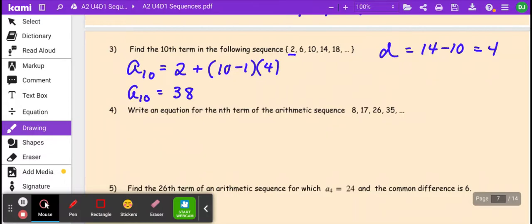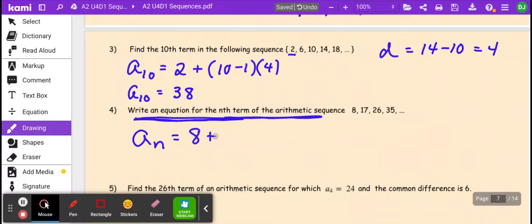This one is write an equation for the nth term. The minute you see that we're writing it for the nth term, remember, we're going to leave the n. So again, it's the first term plus n minus 1. Oh, I need the common difference. So what could I do? Well, I could pick 17 and subtract 8. Common difference is 9.